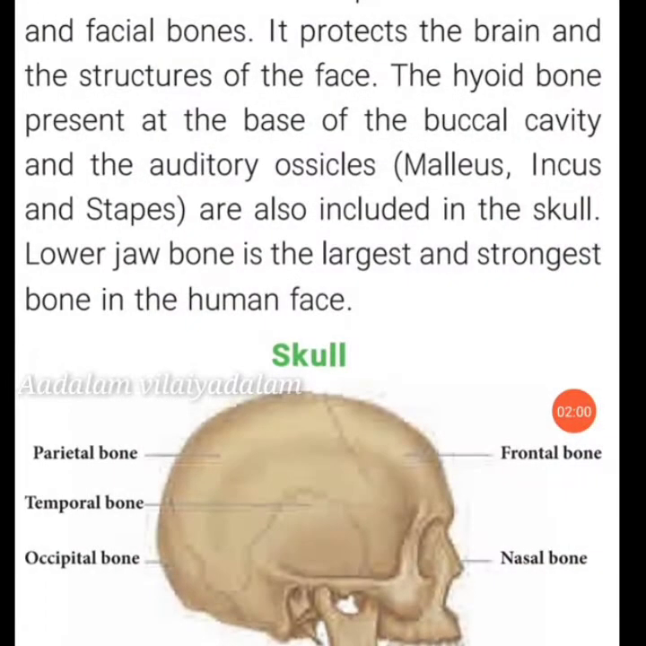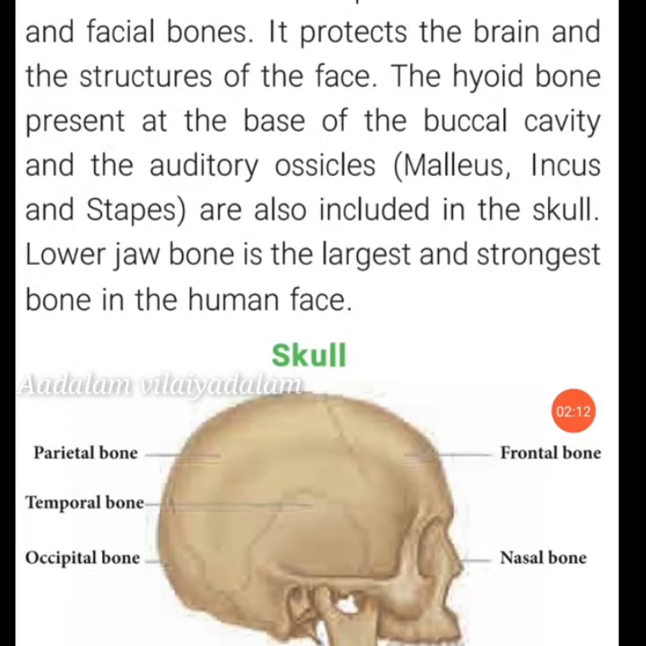Next one, the skull. The skull is made up of cranial bones and facial bones. It protects the brain and the structure of the face. The lower jaw bone is the largest and strongest bone in the human face. So this is the skull.